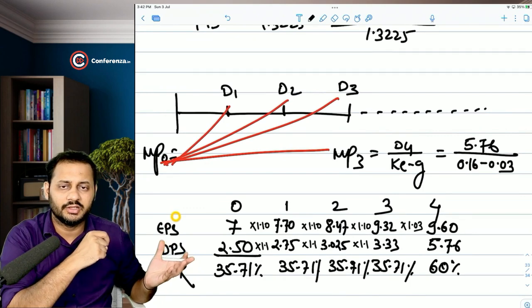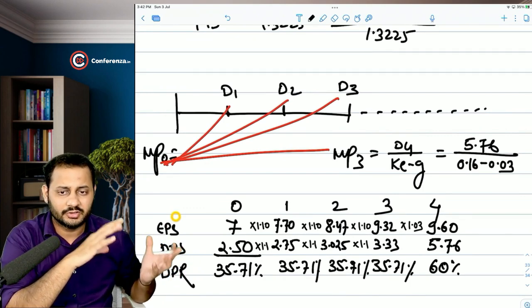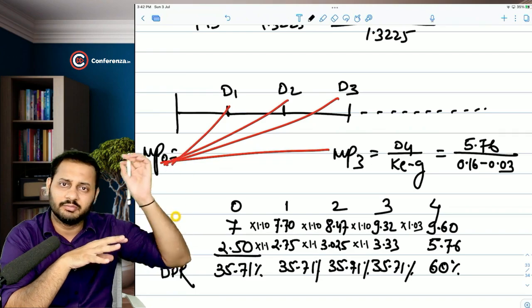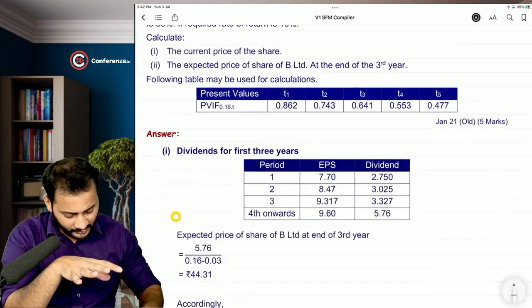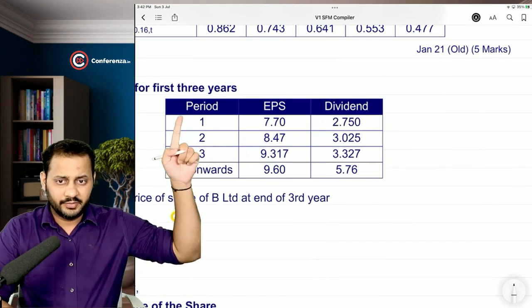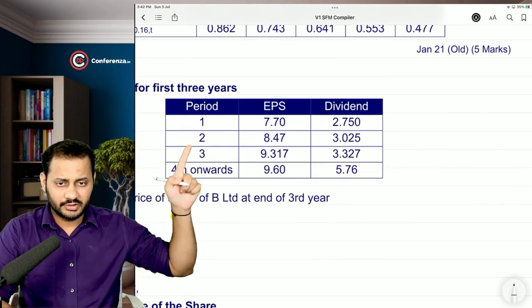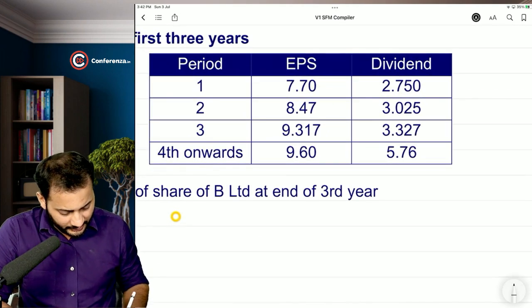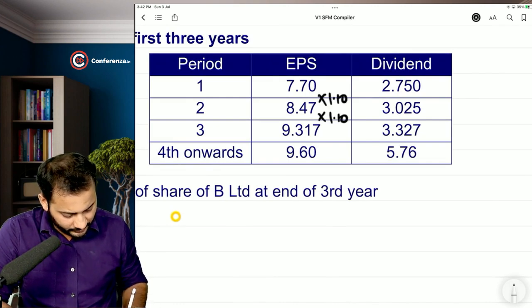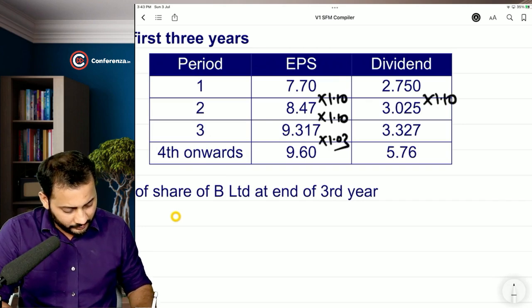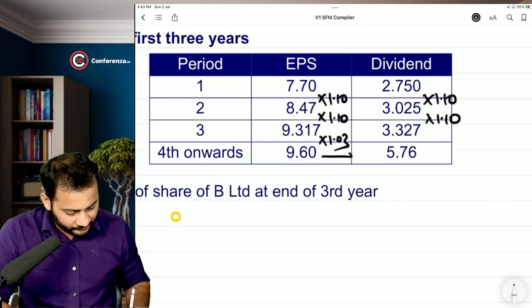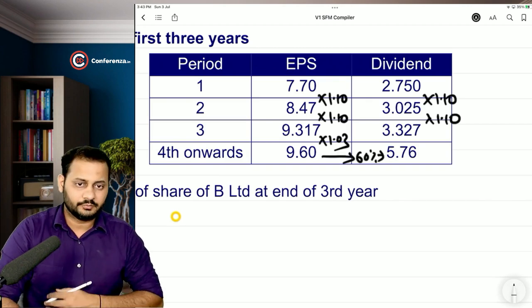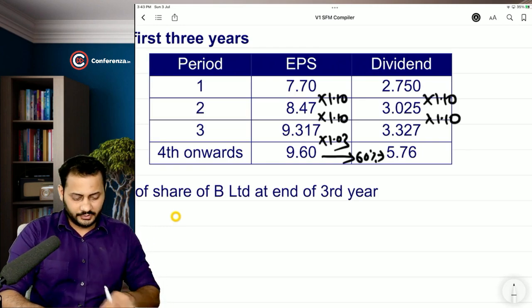So this was the only thing that I wanted to explain. If you have understood this in this question, then the rest of the thing is similar to the previous question. See, what we did here is, for period 1, 2, 3, and 4th year onwards, we calculated earning per share. Just write down in your copy: it was multiplied by 1.1, multiplied by 1.1, and then multiplied by 1.03. This is also multiplied by 1.1, multiplied by 1.1, but then multiplied by 60%. You got the answer.